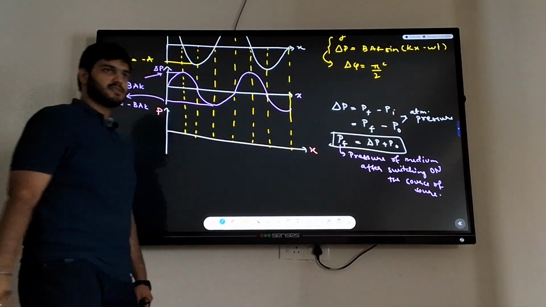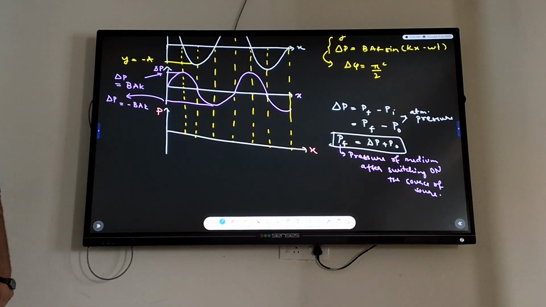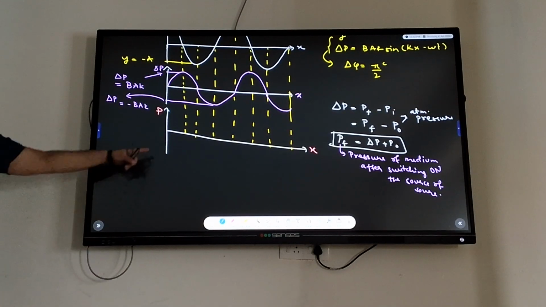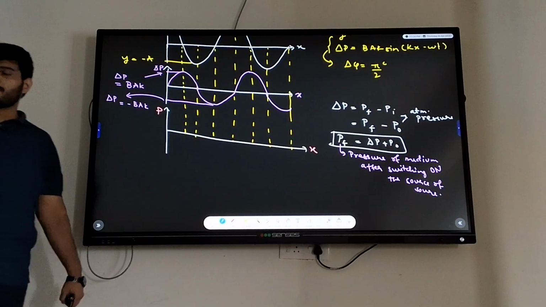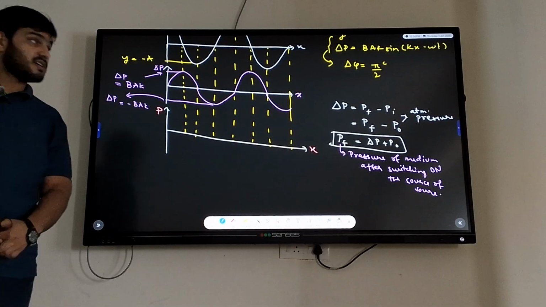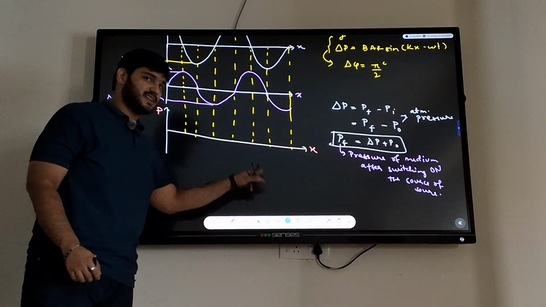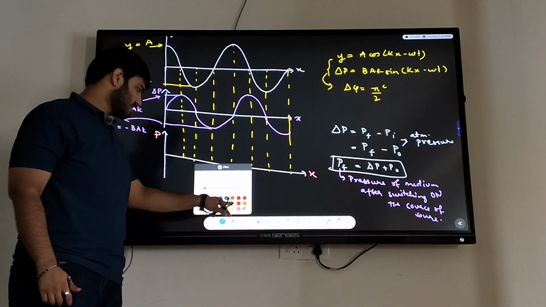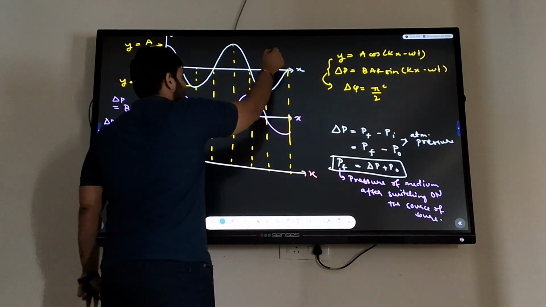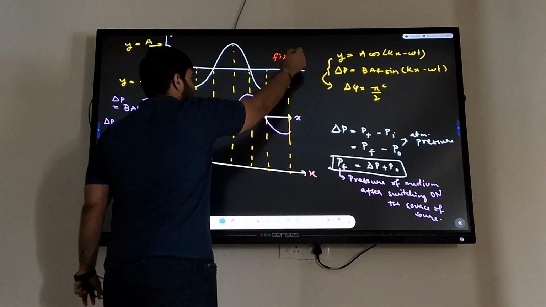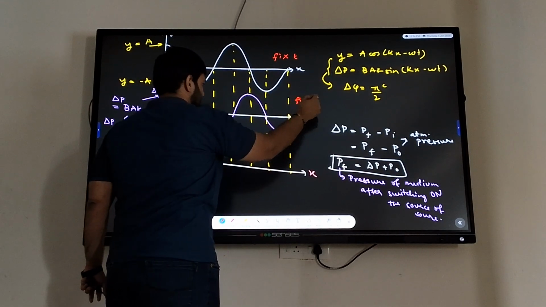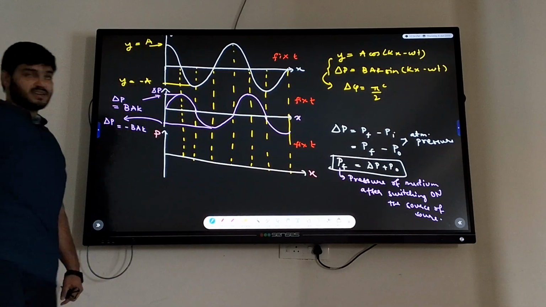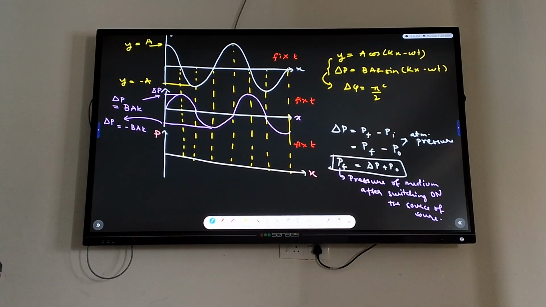Does it make sense? Some kind of variation plus P naught. So what do you think my graph will look like if I plot P versus X? And obviously please understand this, I am fixing time everywhere. I haven't written it, but hopefully you know this. Fix T, otherwise this wave will keep moving. We don't want it to move right now. I am fixing T everywhere.